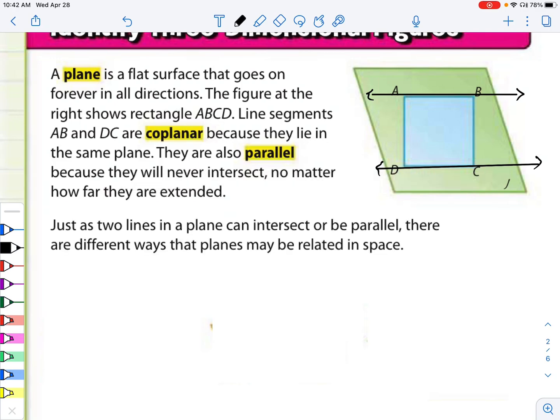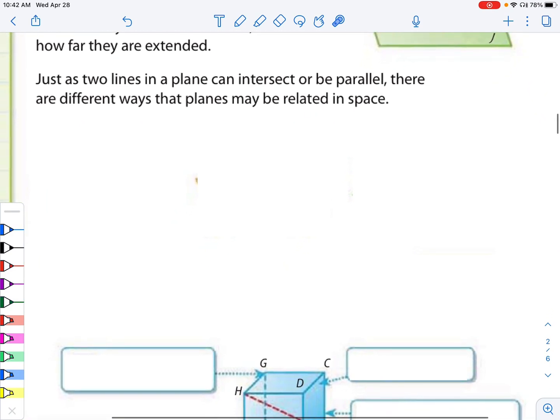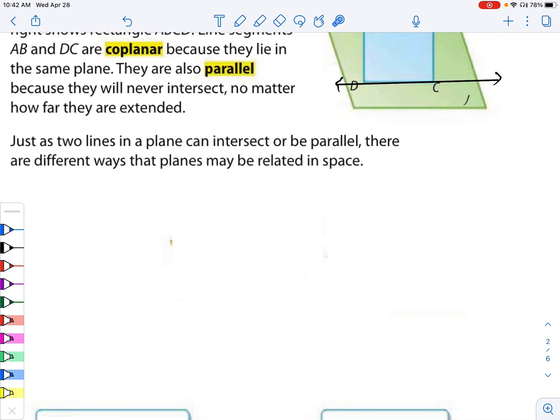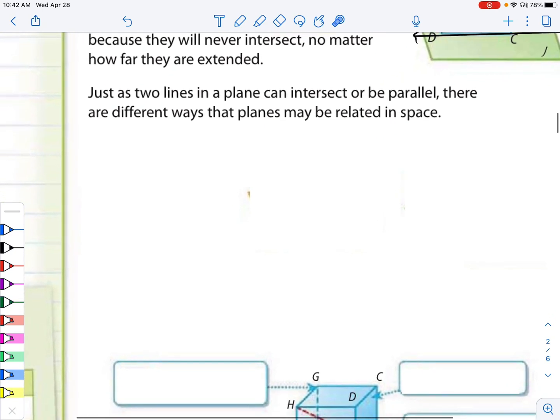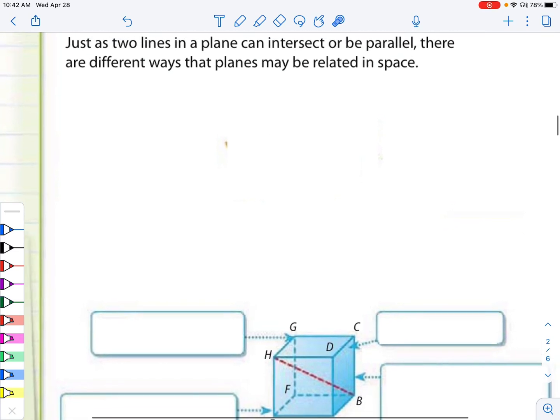So just as two lines in a plane can intersect or be parallel, there are different ways that planes may be related in space. A lot of words here are hard to understand. Again, just as two lines in a plane can intersect, two planes just like plane J can intersect or be parallel to each other. There are still a lot of ways that these planes may be related in space. Let's take a look at one of them.